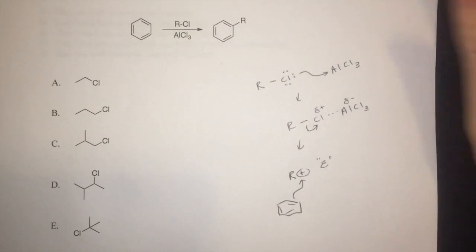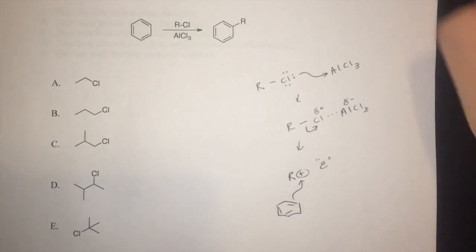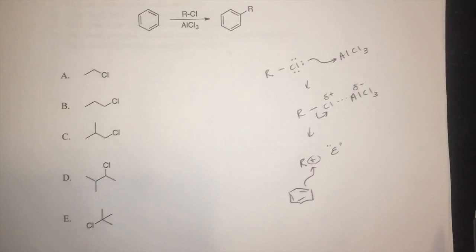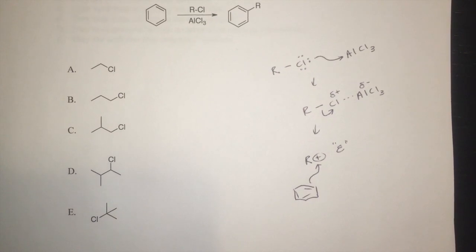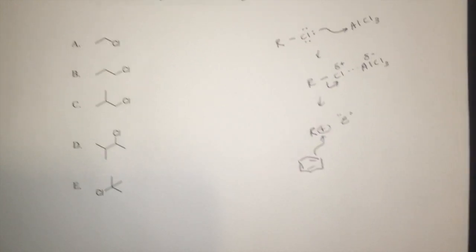Okay, the important part here is you're forming this electrophile in the form of a carbocation. That's the key to a Friedel-Crafts alkylation. What does that mean? It means that typically you want to form something that is relatively stable. You want to choose the reagent that gives you your best carbocation.